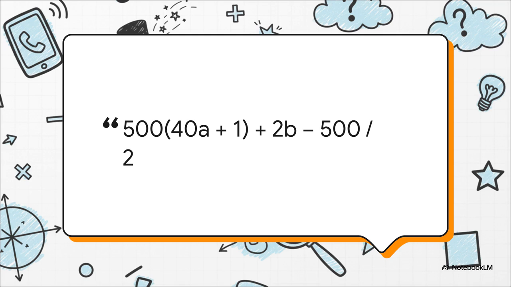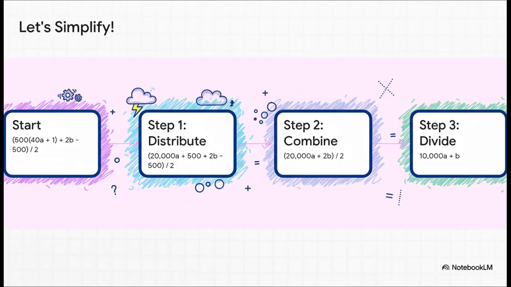Now, if we translate every single step of that trick into the language of algebra, this is what we get. I know, it looks like a total mess, right? But just watch what happens when we start to clean it up. Okay, let's walk through this. Step 1. We distribute that 500 inside the parentheses. That gives us 20,000a plus 500.